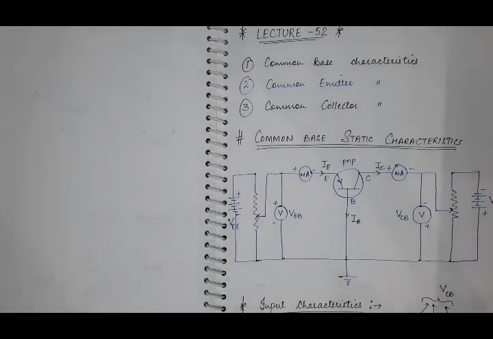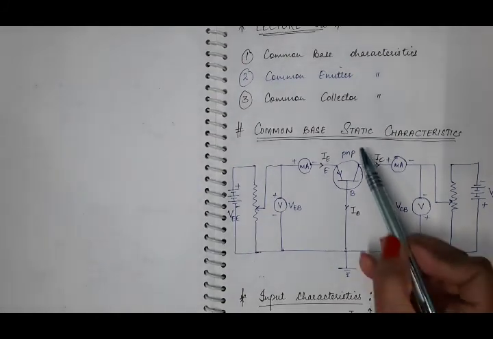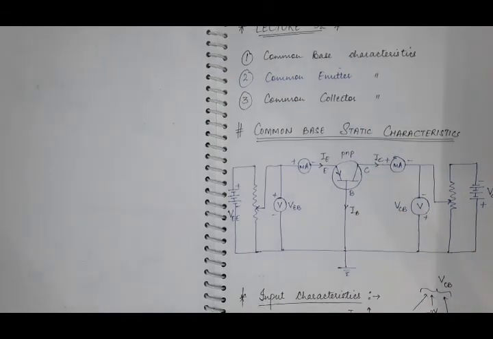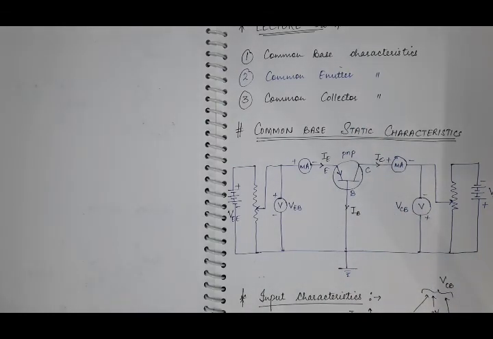Then why is it written static characteristics? There are two types of characteristics of a transistor: one is known as static characteristics and the second is known as dynamic characteristics. What is the difference between the two? Static characteristics are those where we study the action of the transistor under the effect of DC voltage only.